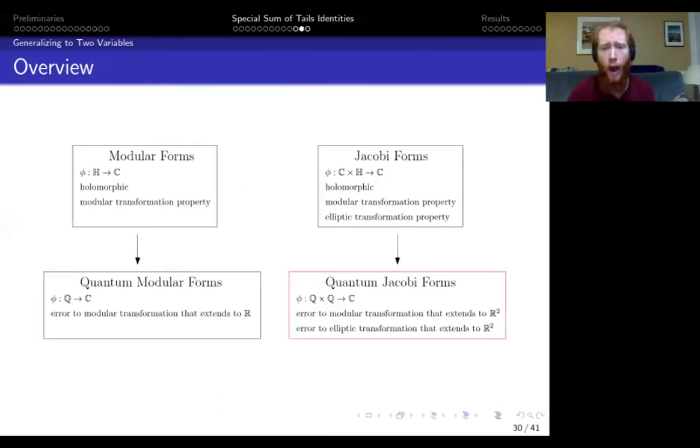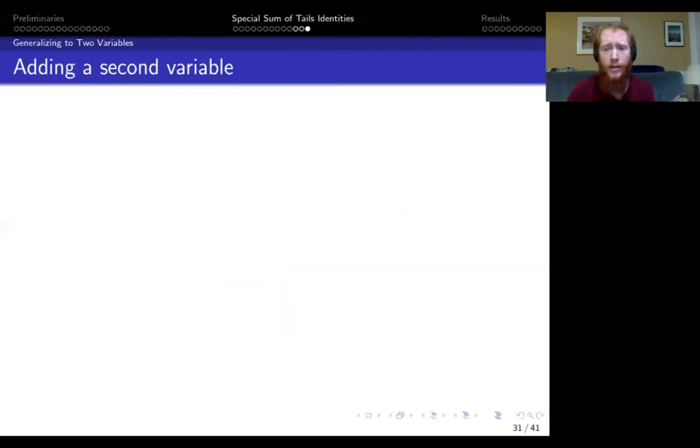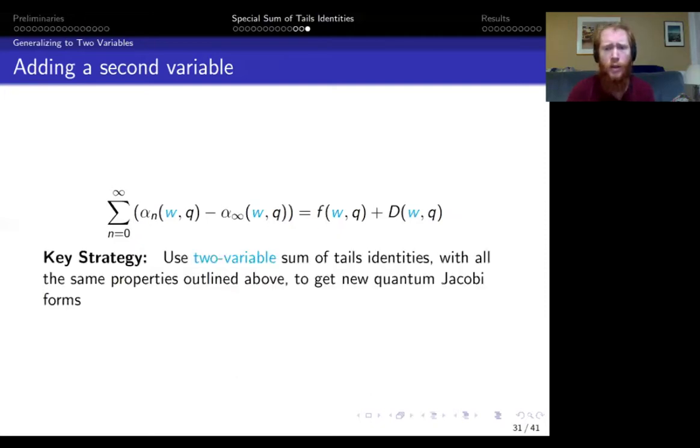As you'll recall, we were actually interested not in quantum modular forms, but quantum Jacobi forms, so we also need to add a second variable. A natural question to ask is if we can use the same general kind of strategy to find a quantum Jacobi form. The idea then is to get a two-variable sum of tails identity like this. Again, not just any sum of tails will do. We need the expression on the right-hand side to contain a quantum Jacobi form when considered on pairs of rationals. And of course, we want to be able to do the same kind of asymptotics as before, except now we let W and Q approach pairs of rationals. This is our key strategy and question this summer. Can we use special two-variable sum of tails identities to find new quantum Jacobi forms?